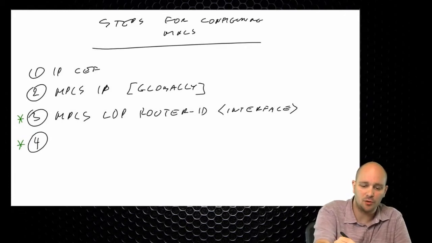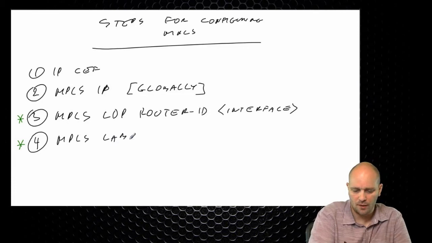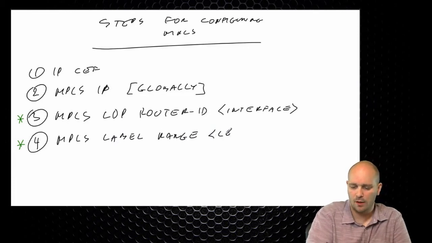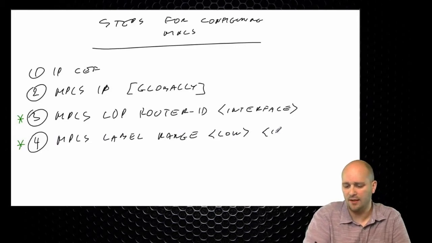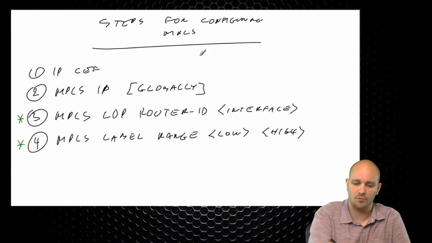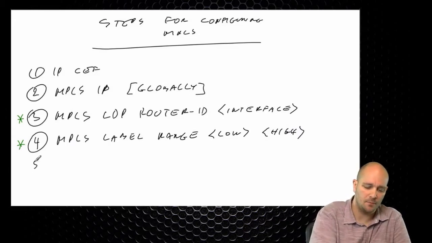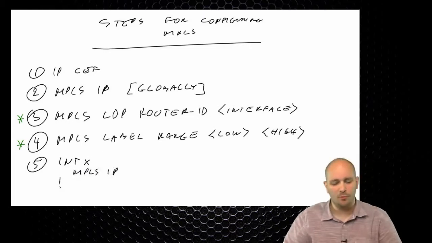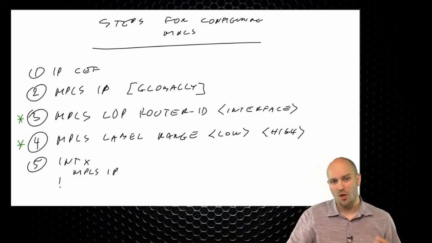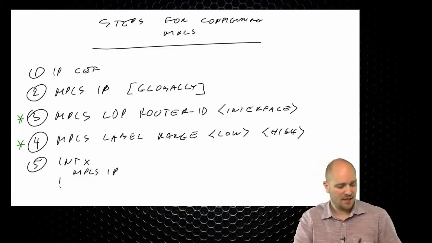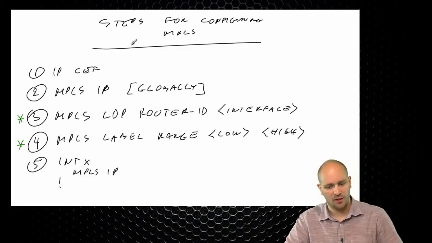Highly recommended, but not mandatory, is to say MPLS label range, and then you specify the low end and then the high end of the labels. I'll explain why this would make sense to do. And then finally, interface X, MPLS IP. So these would be the steps that I would always do when I configure MPLS. So let's start in our network here.